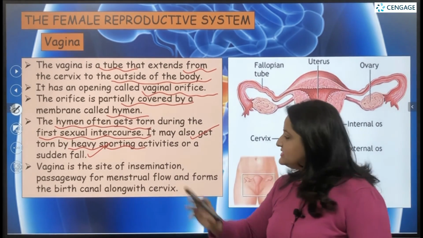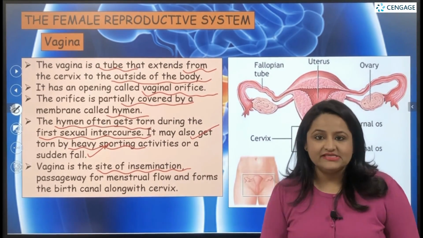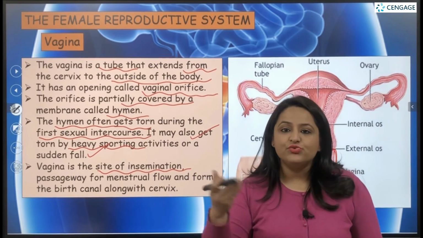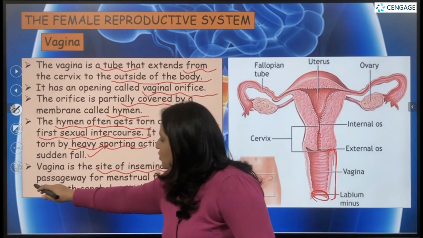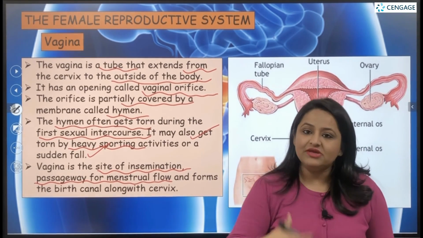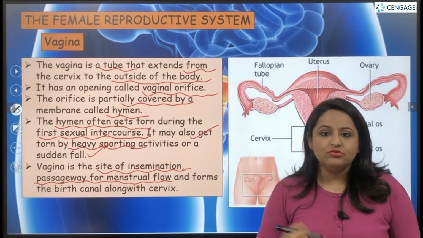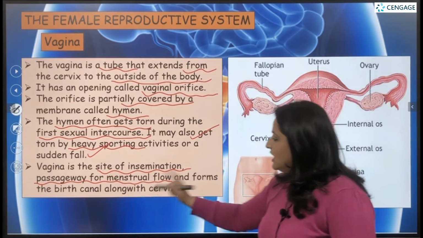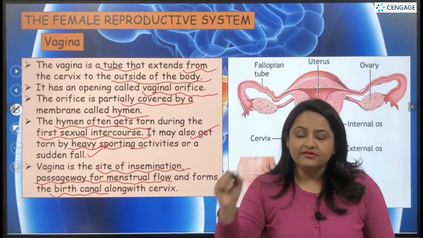And apart from this, vagina, as we have discussed, is also the site of insemination where the male is going to release the sperms. Then vagina also forms the passageway of the menstrual flow, through which the menstrual flow, that is the tissue along with the blood, is going to come out of the body. And along with the cervix, it also forms the birth canal.